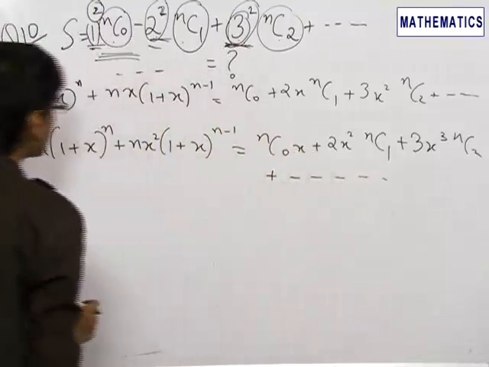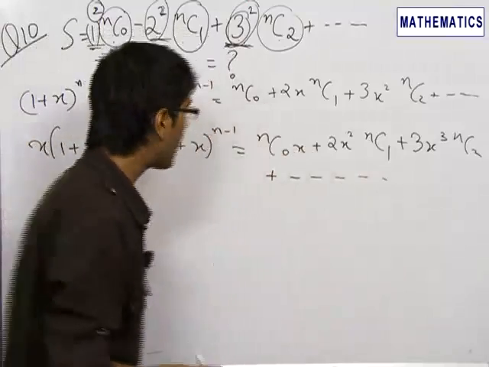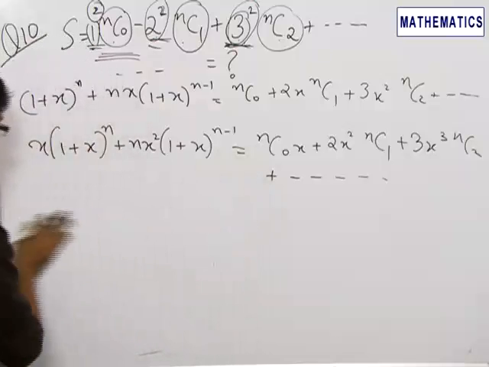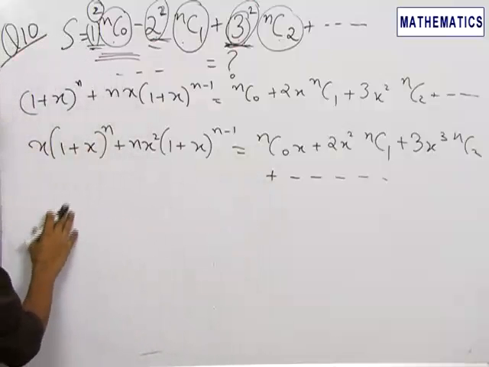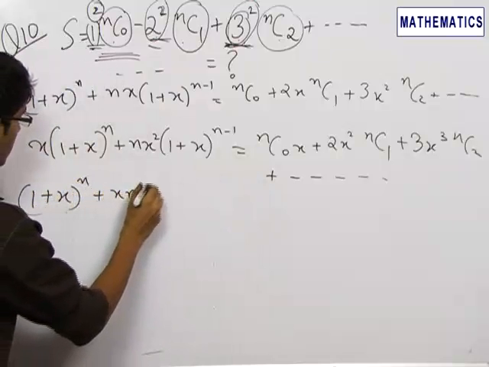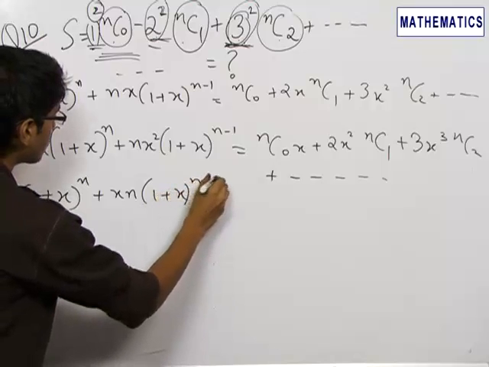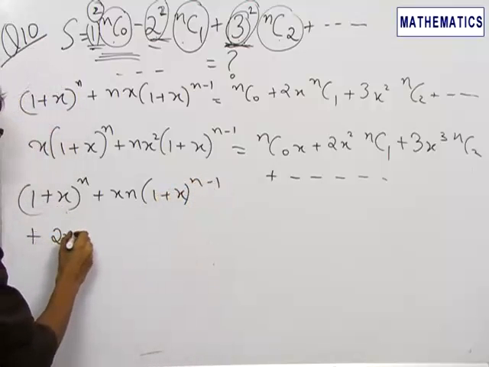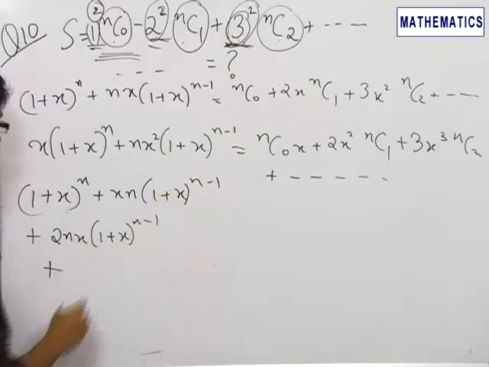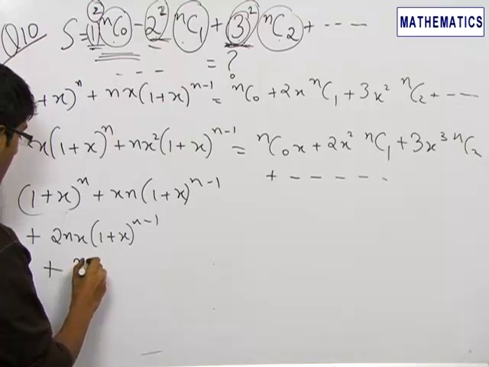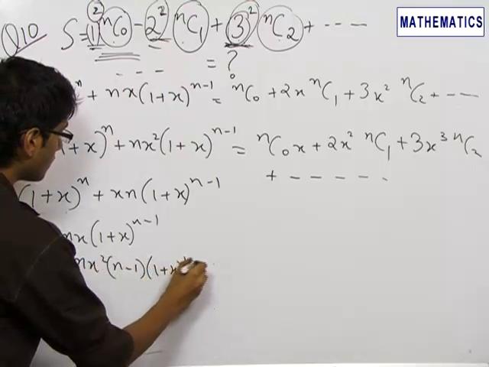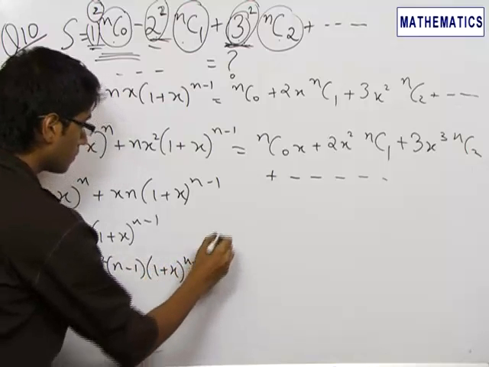Now if we differentiate both the sides as we did earlier, we will try to find out whether we can generate one more 3, one more 2 and one more 1. Now differentiating both the sides again, we get (1 plus x) power n plus x into n into (1 plus x) power n minus 1 plus 2nx into (1 plus x) power n minus 1 plus nx square into n minus 1 into (1 plus x) power n minus 2.